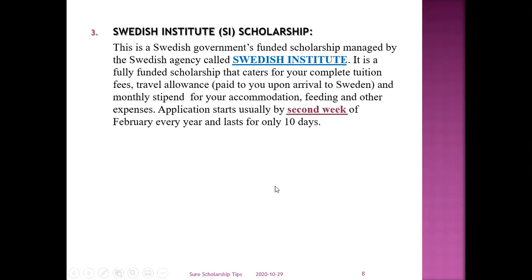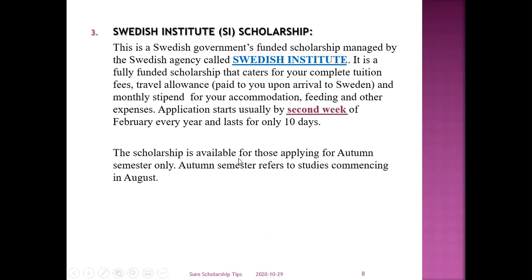So this scholarship normally starts by second week of February every year and lasts for only 10 days. That means you need to be ready before the portal opens for that because you have not much time to do so. So the scholarship is available for those applying for autumn semester only. Autumn semester refers to studies commencing in August.